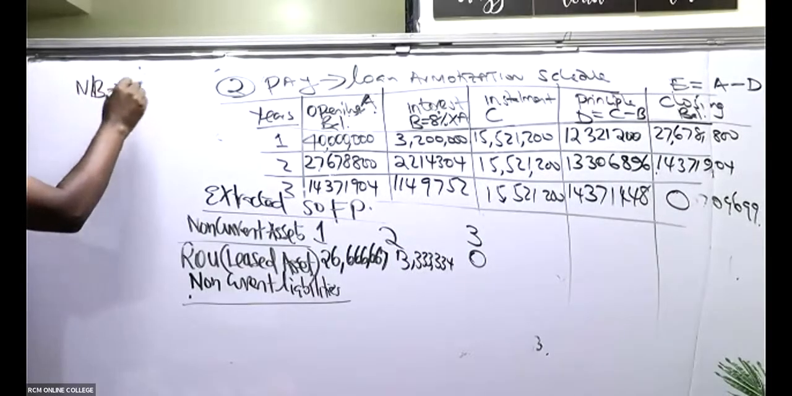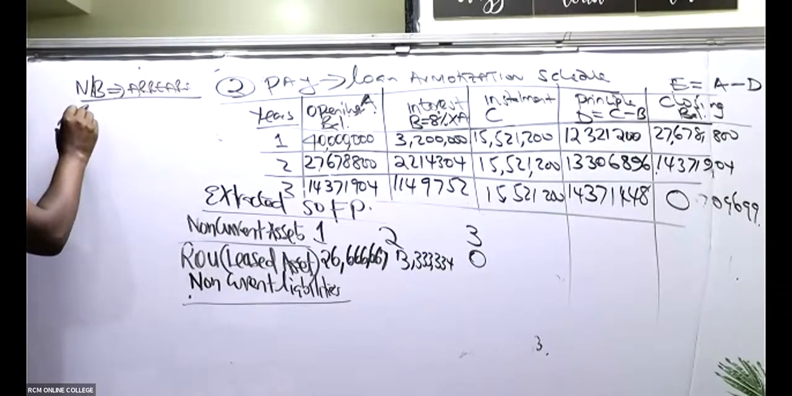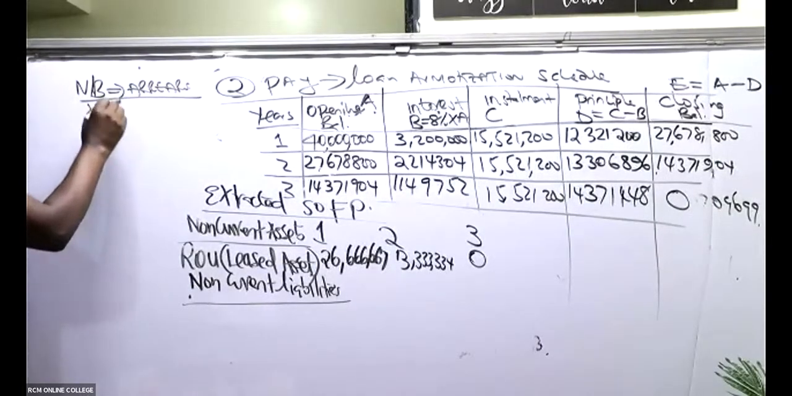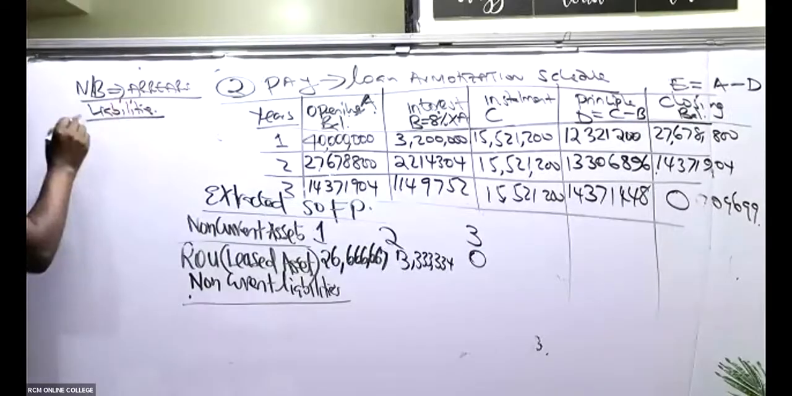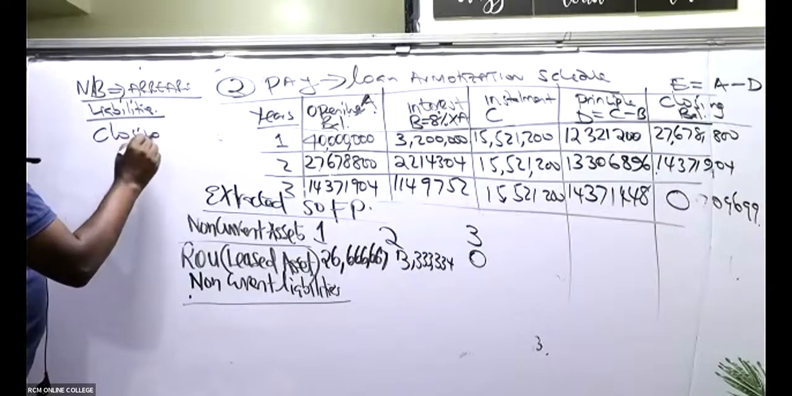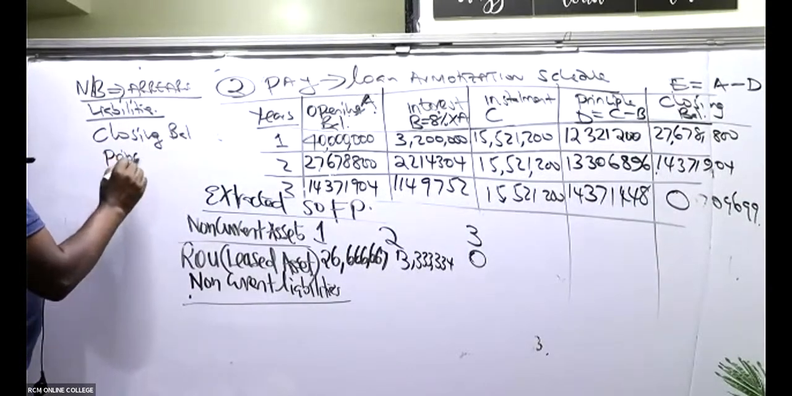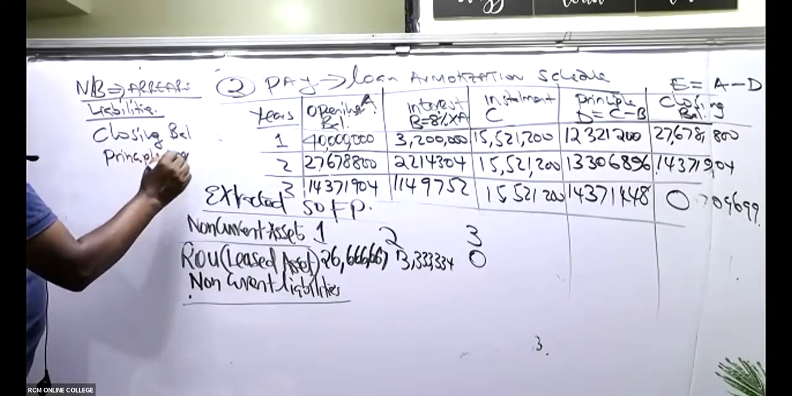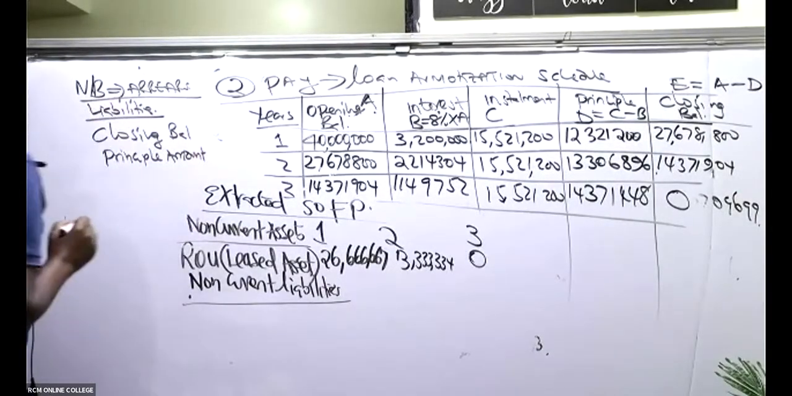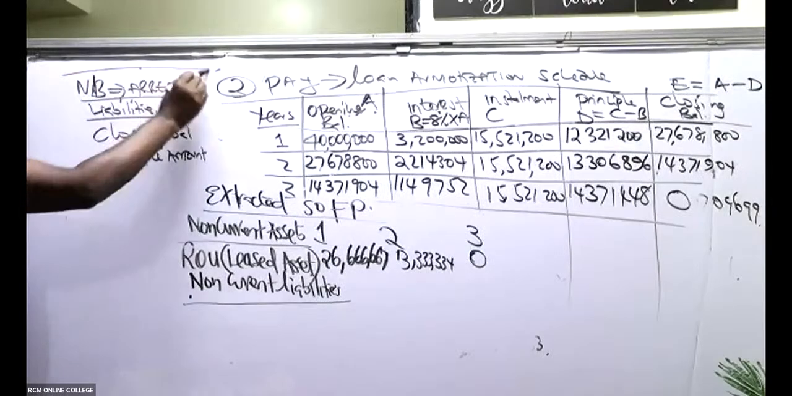If payments are done in arrears, in terms of liabilities, we shall always pick the closing balance and the principal amount. Closing balance and the principal amount. These are very, very important notes. Please write it in full like this.